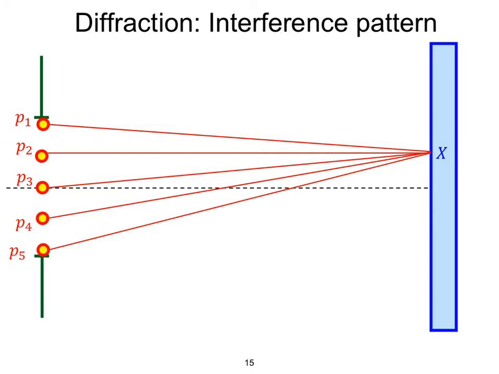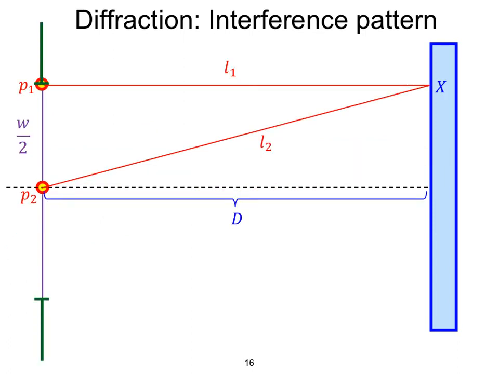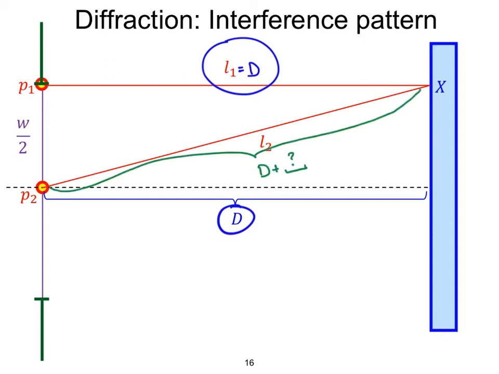So the light that actually reaches the screen at a given point, marked here with an X, will come from a set of rays that looks more like this. Let's consider the interference for just two of those point sources, the one at the very top and the one at the very center of the slit. The light from point 1 travels a distance d from the source to the point X on the screen. But the light from point 2 has to travel a little bit further to get to the same point X on the screen.